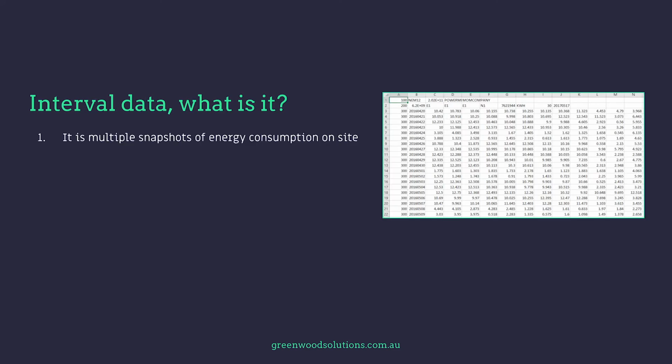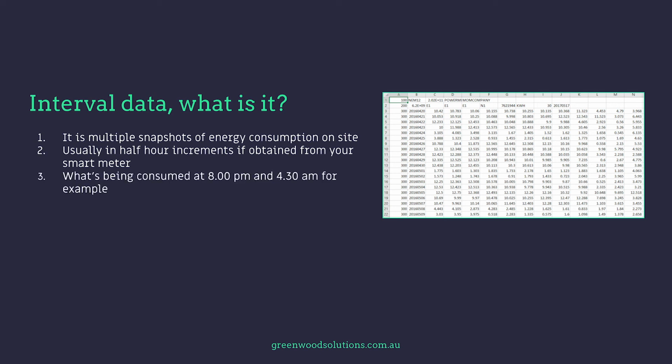Interval data, what is it? It is multiple snapshots of energy consumption on site, usually in half-hour increments if obtained from your smart meter. It shows what's being consumed at 8 p.m. and 4:30 a.m., for example.